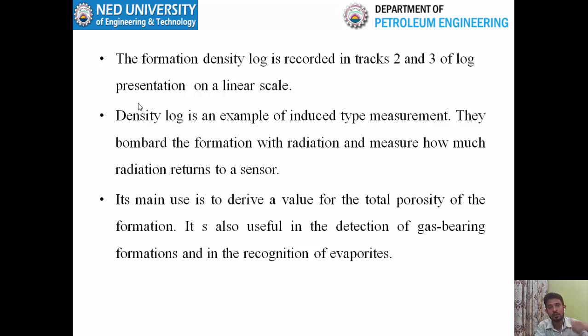So based on the energy and the number of counts at a detector, we calculate or estimate the density of the formation. So in density log, we bombard the formation with radiation and measure how much radiation returns to the detectors. Again, its main use is to derive the value for the total porosity of the formation. We will see how we estimate porosity by knowing the bulk density of the rock. It is also useful in the detection of gas bearing formations and in the recognition of evaporites. Evaporites are salt and anhydrite. We will see the uses in great detail in coming slides.